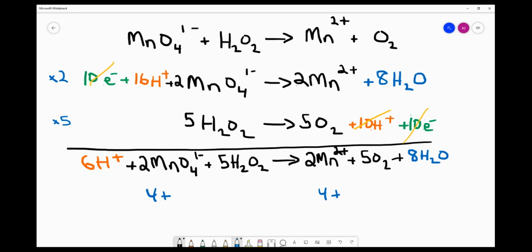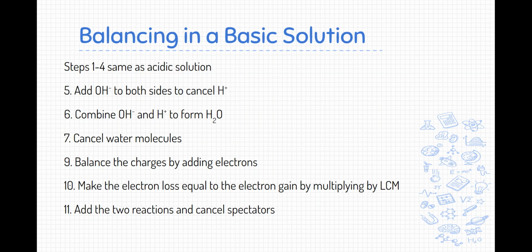Let's now look at the process for balancing in a basic solution. If our redox reaction is occurring in a basic solution where there's an excess of hydroxide ions, the first part of our approach to balancing is going to be the same as we did previously. So those first 4 steps, up to balancing the hydrogens by adding hydrogen ions, are going to be the same. Our next step is going to be to convert those hydrogens into hydroxide ions on paper, and we'll do that by adding hydroxide ions there.